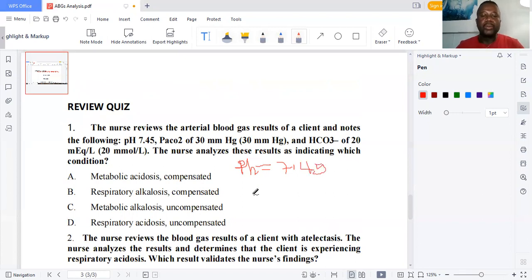Now, is it alkalosis or acidosis? Okay, you have to look at it. You might say it is not above 7.5 for it to be alkalosis, but it is more on the alkaline side because this is a continuum, right? It is more on the alkaline side. We are going to see why it is 7.45. So in this case, it cannot be acidosis. It is alkalosis. Write it down and keep it.